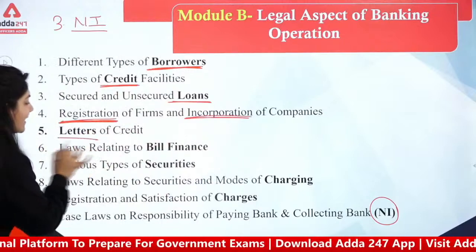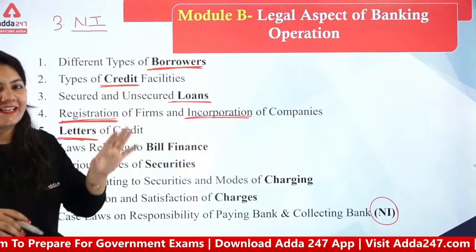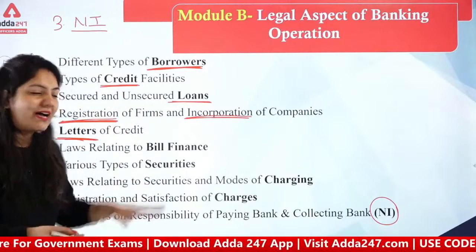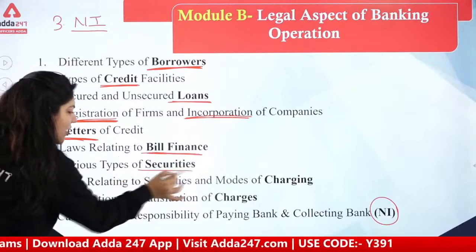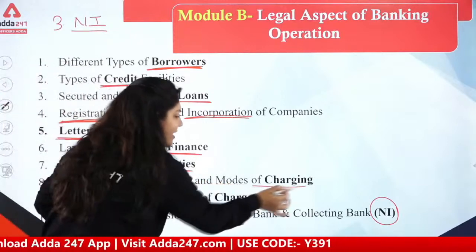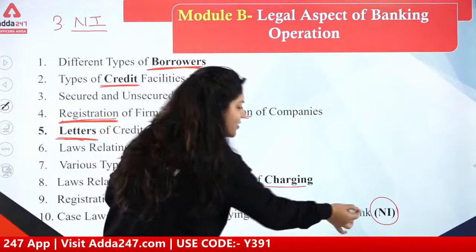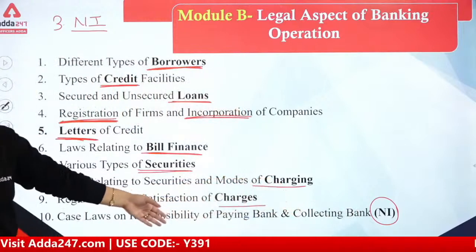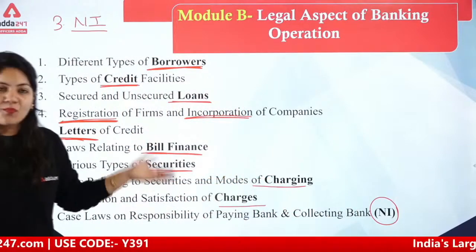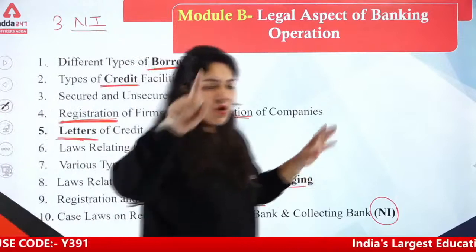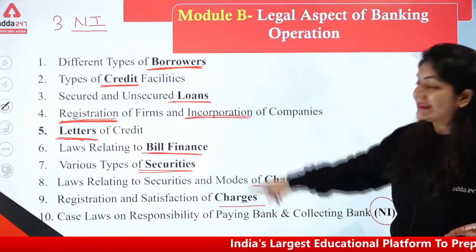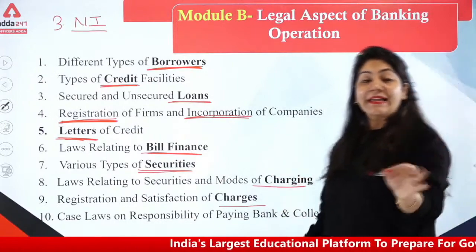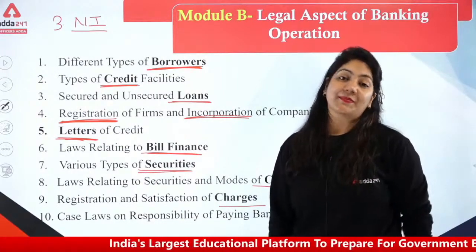Next one, letter, not letter, chithi. This chithi belongs to the credit letter. Now, bill finance, securities, charges and your Negotiable Instrument Act part. So just see, module B contains only 1 act, that is the Negotiable Instrument Act, and all the terms are the banking terms of your LRAB subject.